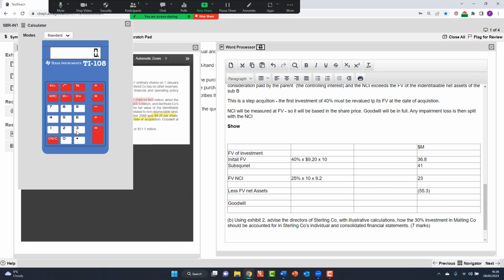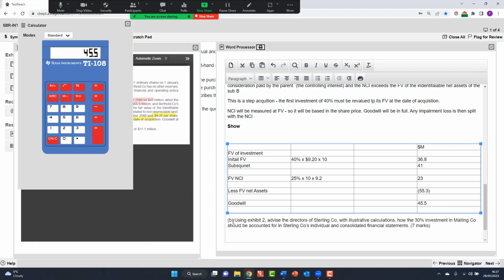I'm taking 36.8 and then I'm adding that to 41. Should have done that in my head. Then I'm adding that to 23. And then I'm saying that is equals, and then I'm taking away from that 55.3, which therefore gives me a goodwill figure of 45.5. Yeah, 45.5. I think I've got another 2 or 3 minutes left to finish off this question.